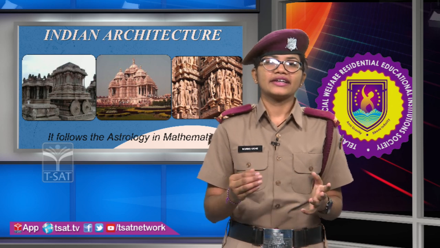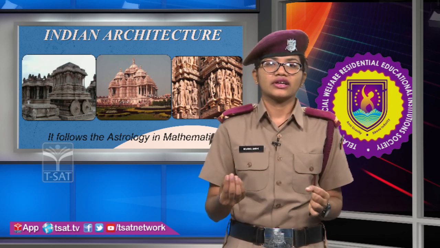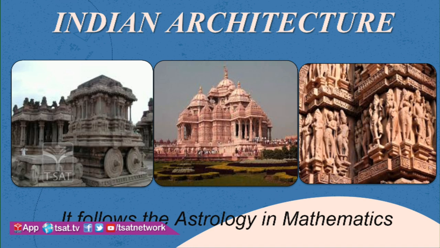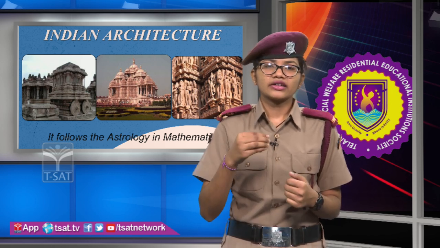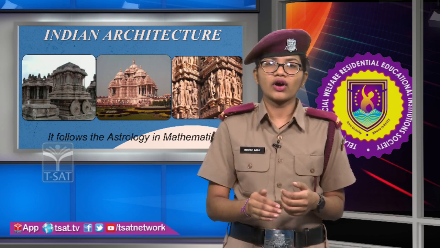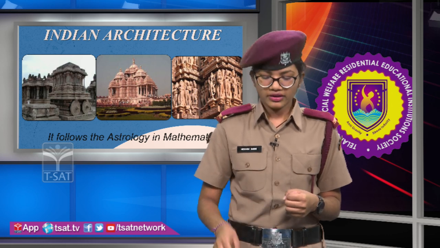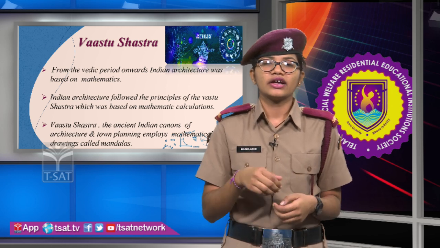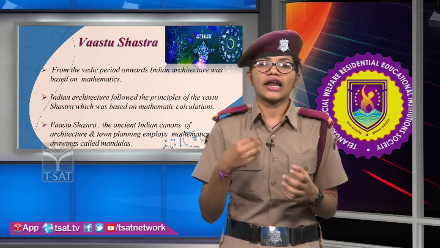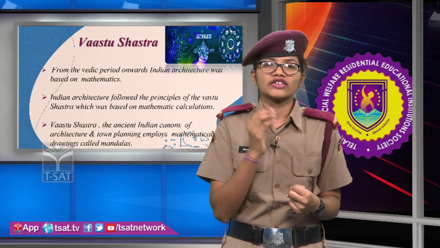Now, let's see in detail about Indian architecture, which is the basic form of architecture that follows astrology in mathematics. From the Vedic period onwards, Indians have followed mathematics, and a basic principle was that mathematics includes Vastu Shastra, which has influenced architecture from the Vedic period onwards. Indian architecture used mathematical principles and calculations with the help of Vastu Shastra.